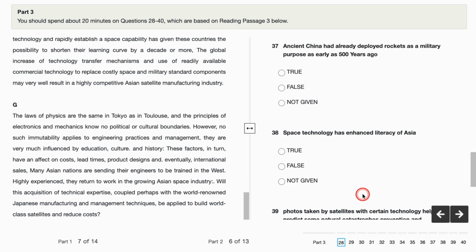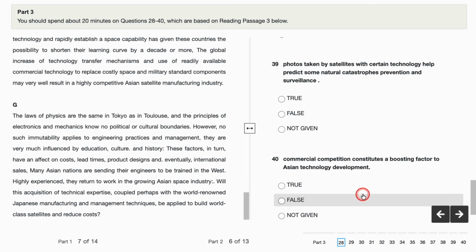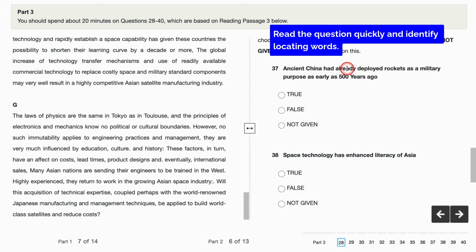Now part 3. This part only has 4 true/false not given questions. Hope you guys make it to the end. So the first step is to quickly go through the question and find the locating words. Ancient China had already deployed rockets as a military purpose as early as 500 years ago.